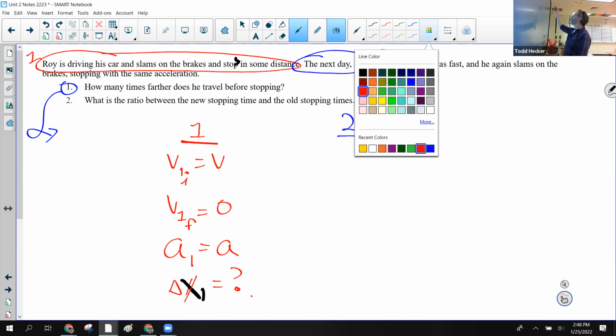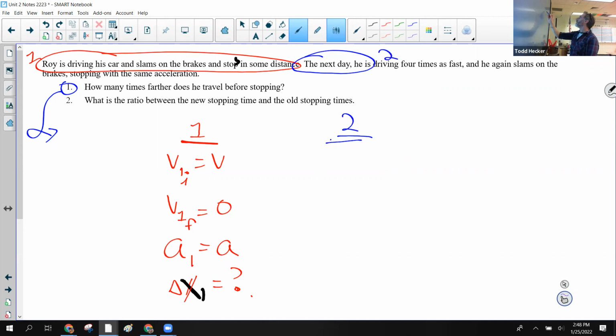All right, now on day 2, what do we know? So on day 2, it tells us he's driving 4 times as fast. So that means the velocity on day 2 initially is 4v.